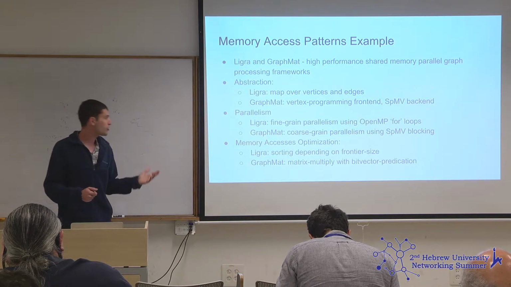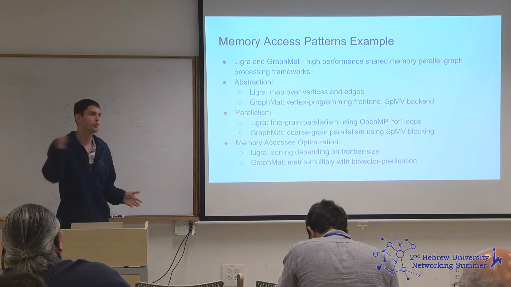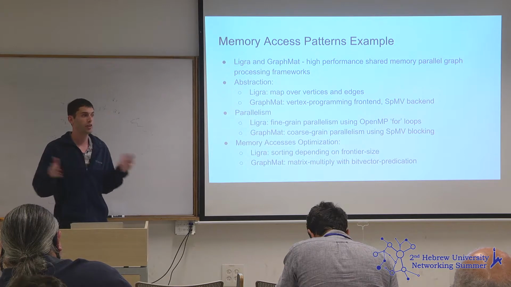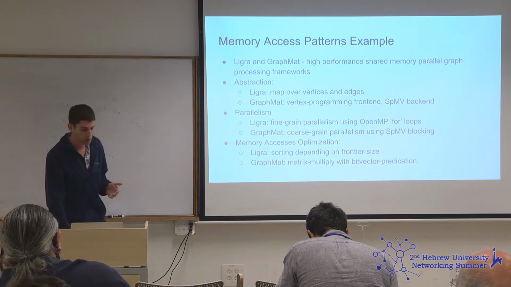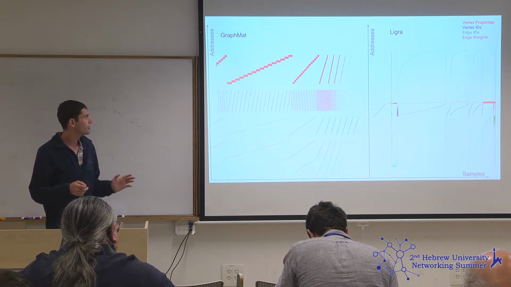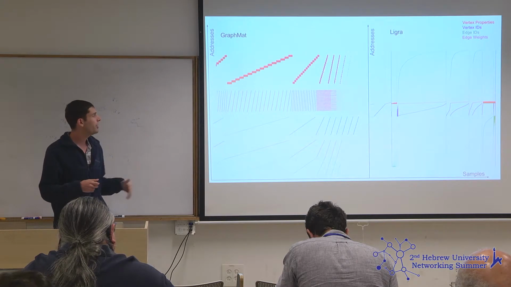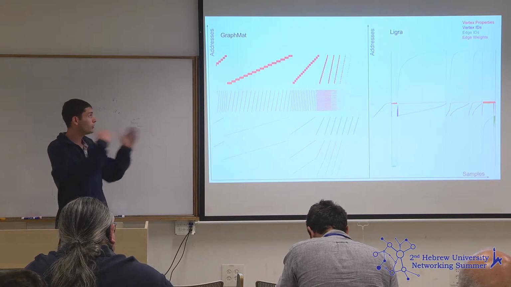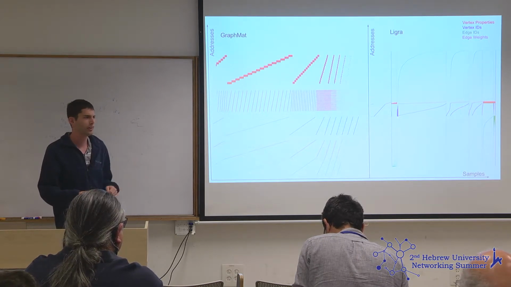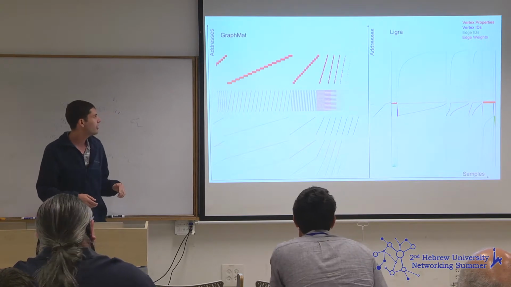And even the memory access optimizations were different. GraphMat used bit vector predication, so they can access all the memory sequentially, while Ligra decided to sort stuff depending on the size of the frontier of the traversal. So this is kind of a zoomed out version of the memory access pattern trace. It's not to scale at the moment, but just to show you that when you look at two different frameworks that do the exact same thing, it's a BFS on a Higgs Twitter graph, which is about 500,000 vertices.